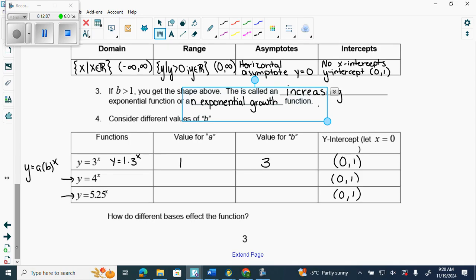How do the different bases affect the function? The greater the b value, what happens? The more b is greater than 1, what's happening? Larger exponential growth.